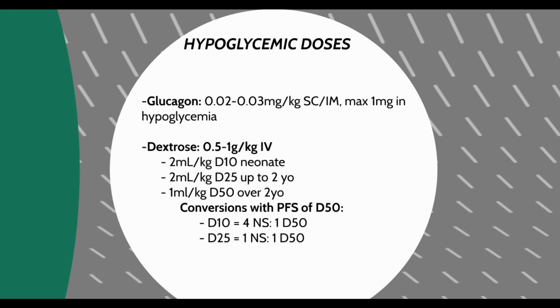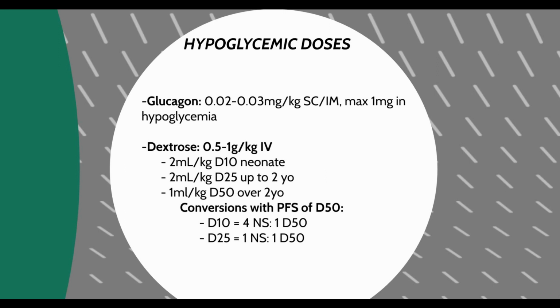So that's going to be a little more emergent. You can't get a line. You have to resort to glucagon. Dextrose. So overall, you're going to be giving 0.5 to 1 gram per kilogram IV. But let's narrow that down a little bit. All right. So for neonates, for patients that are less than 30 days old, we want to utilize D10.